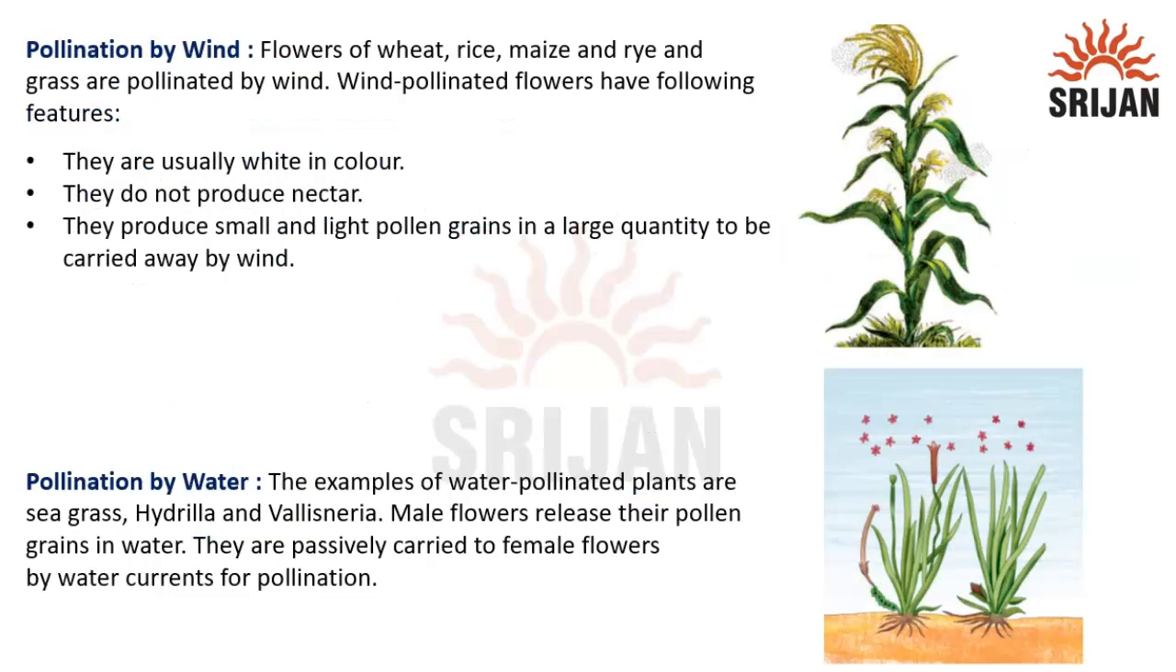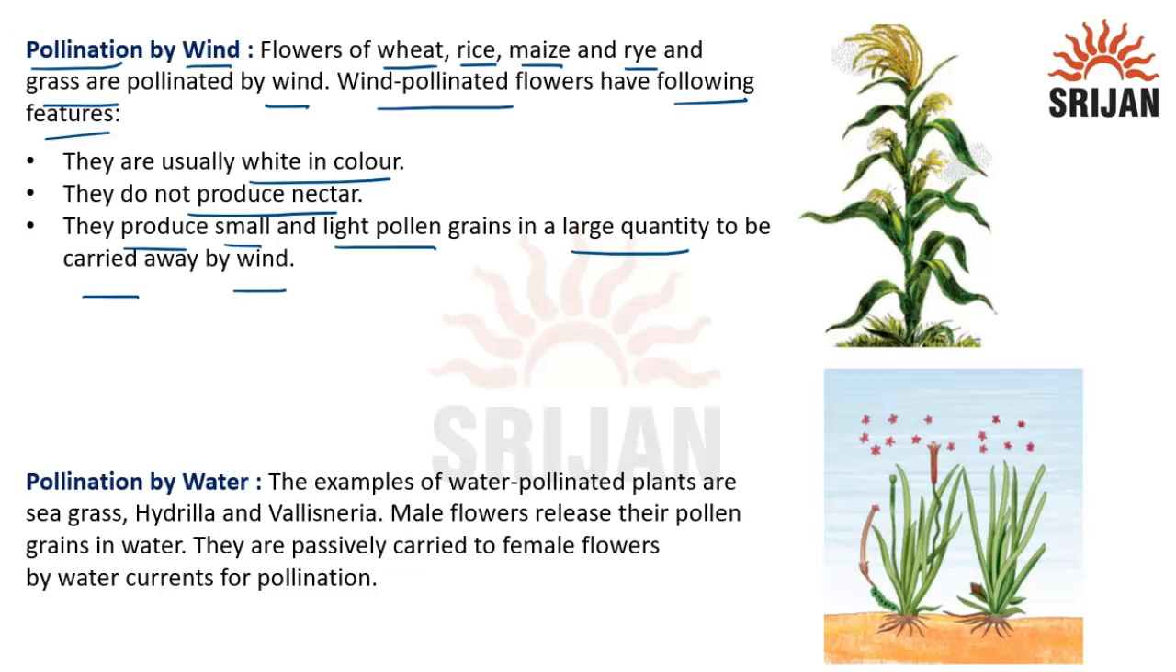Now, pollination by wind. Flowers of wheat, rice, maize, rye and grass are pollinated by wind. Wind pollinated flowers have the following features. Now, what are the features? They are usually white in color. They do not produce nectar. They produce small and light pollen grains in large quantity to be carried away by wind.